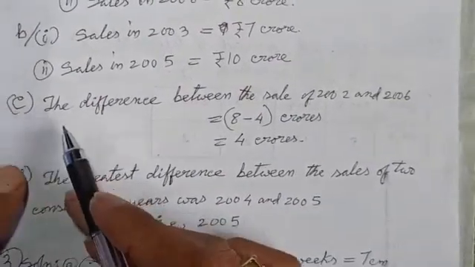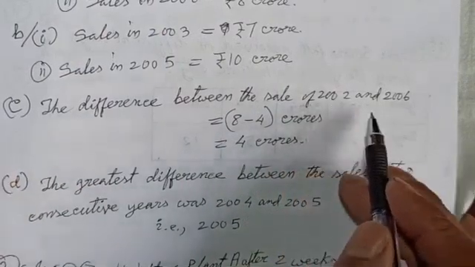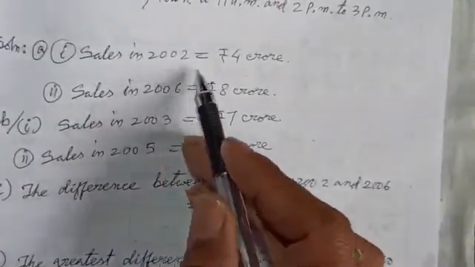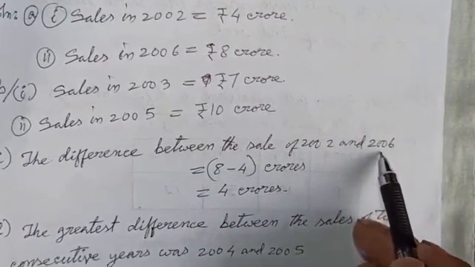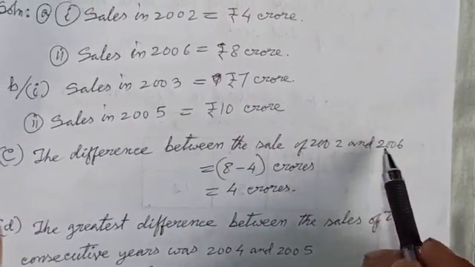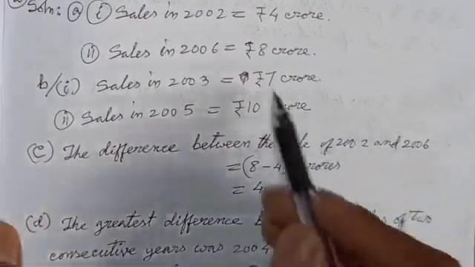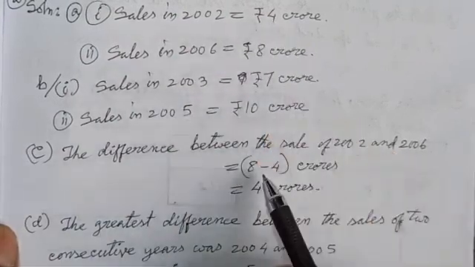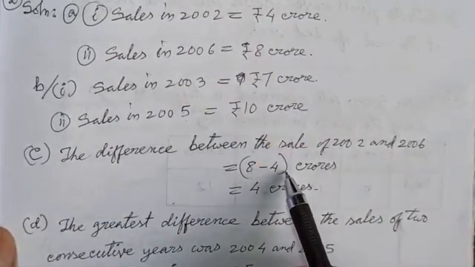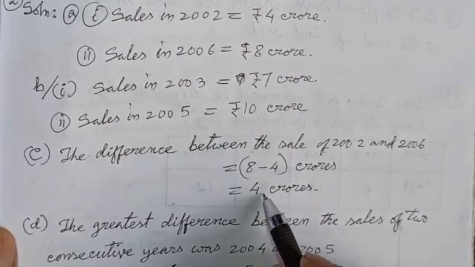So question number C. The difference between the sales of 2002, which is rupees 4 crore, and 2006, which is rupees 8 crore. So 8 minus 4 crore. If we subtract 8 minus 4 it is 4 crore. So 4 crore is the answer.